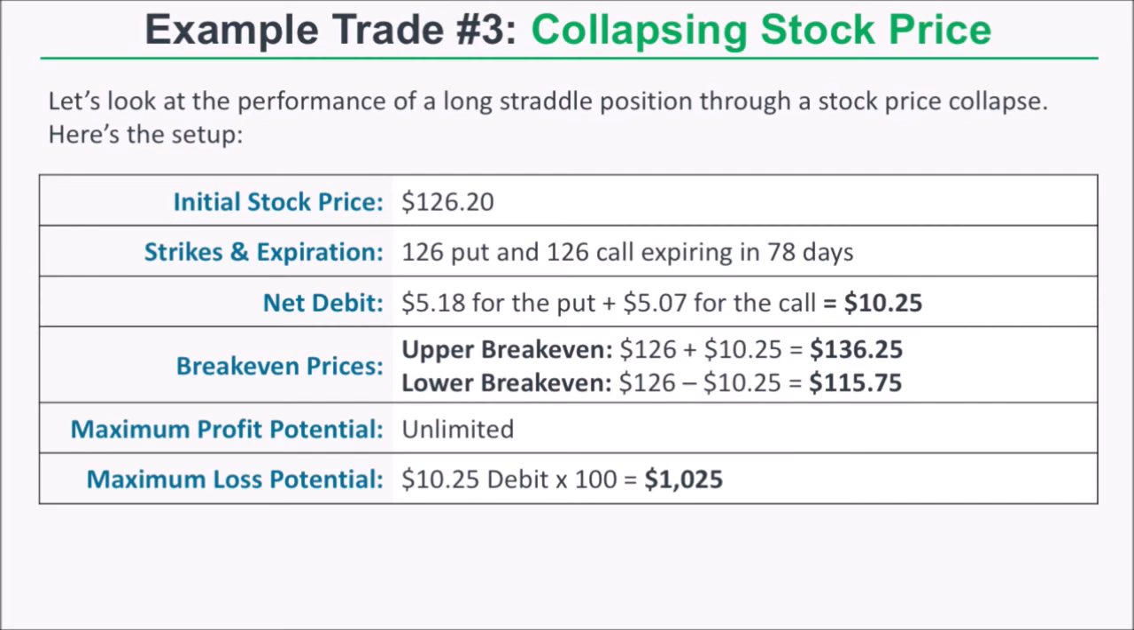Now we're going to pay a net debit of $10.25, and that's going to bring our upper break-even price to $136.25 and our lower break-even price to $115.75. Now, as always, our maximum profit potential is unlimited, and the most we can lose is the debit paid times 100, which is $1,025. So let's go ahead and see what happens to this position as the stock price moves through time.